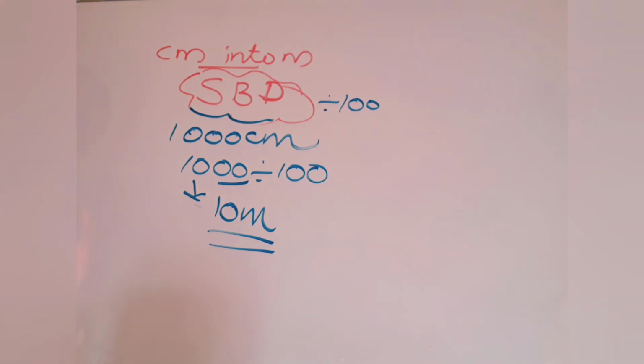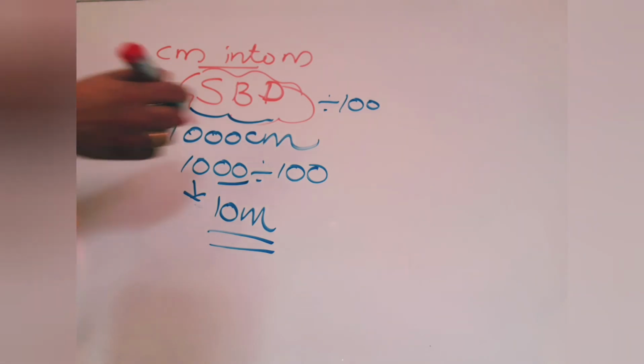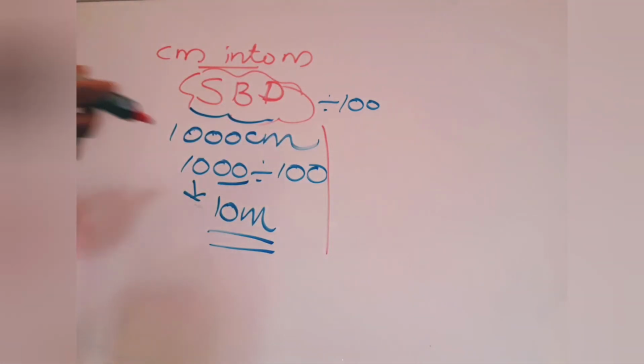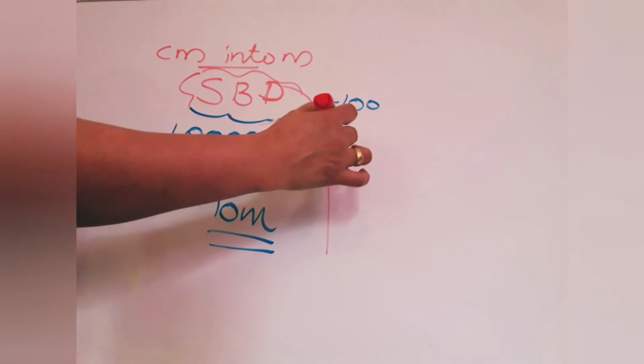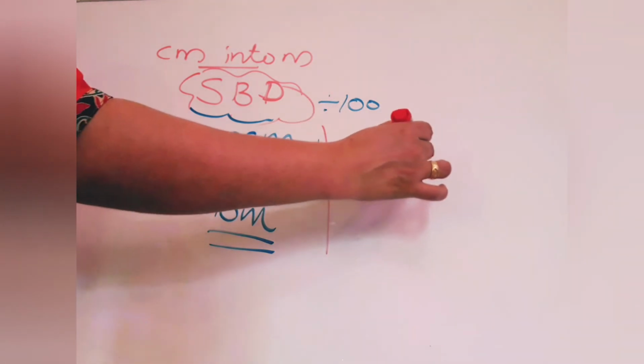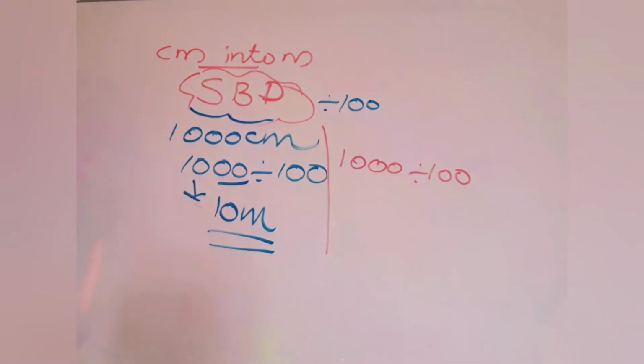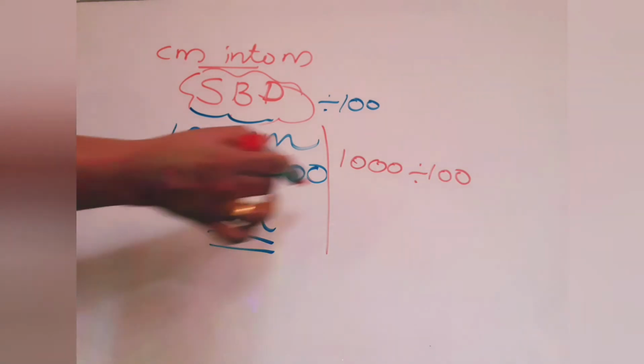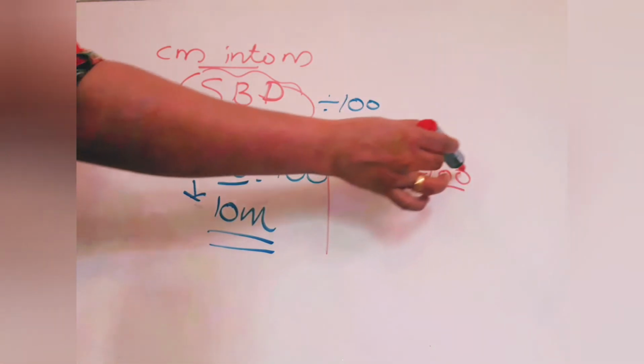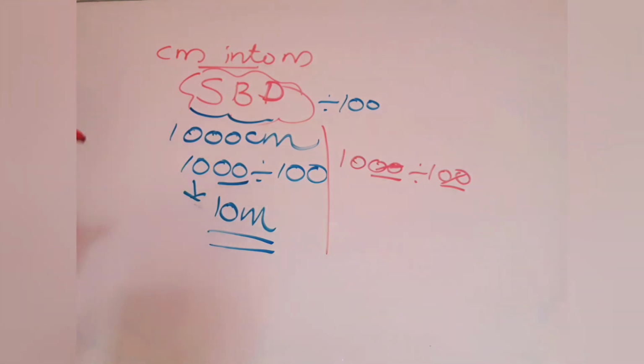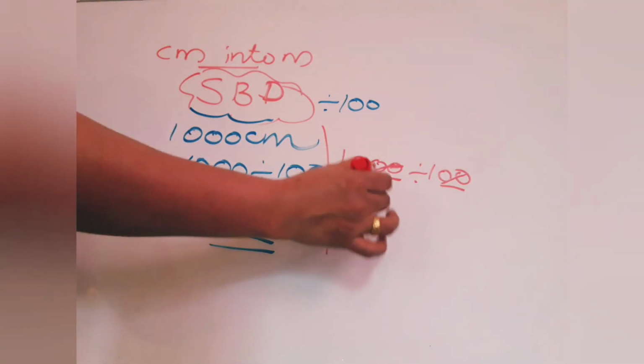In another way, by cutting zeros, how to do, I will also show. So intelligent children can use it. When the numbers end with a 0 at the last, for example, if you get 1000 divided by 100, in this you can use the simplification method. These two zeros you can cut. One rule is there in maths like that. So the answer is 10 meter.